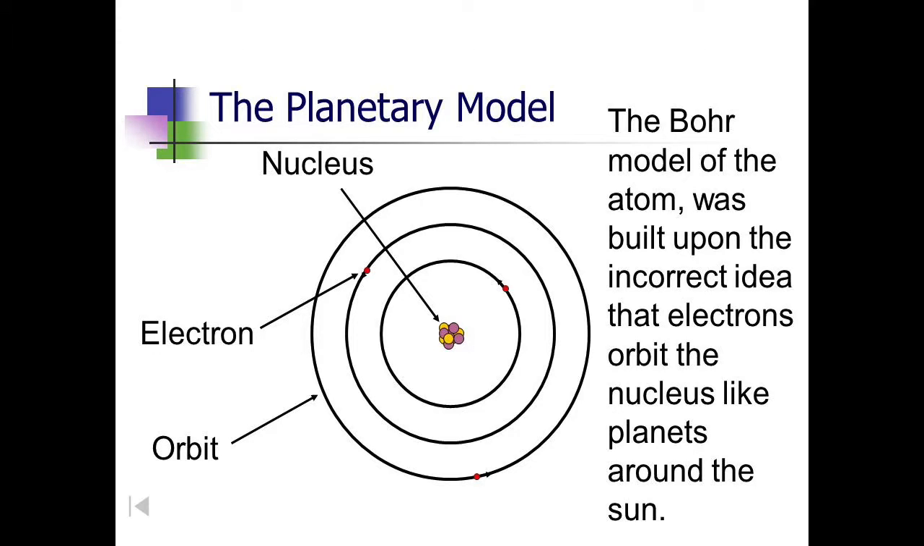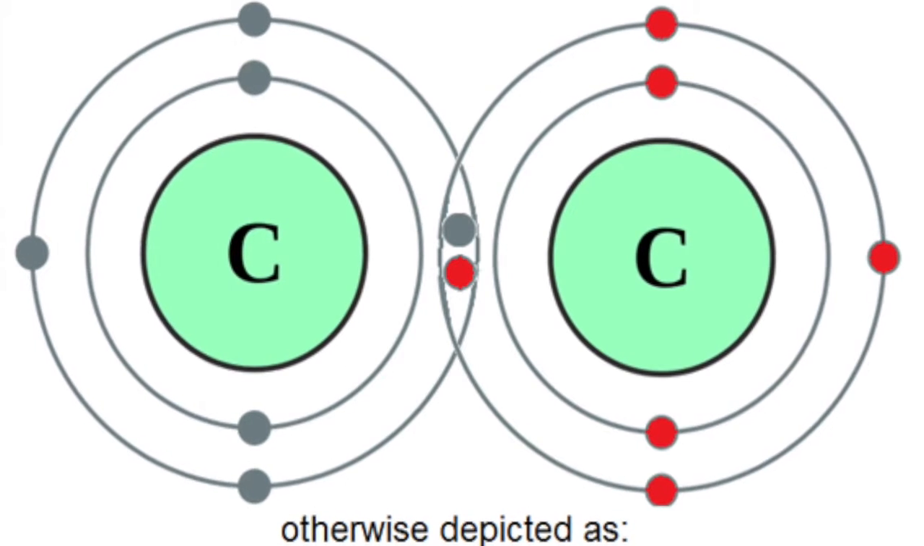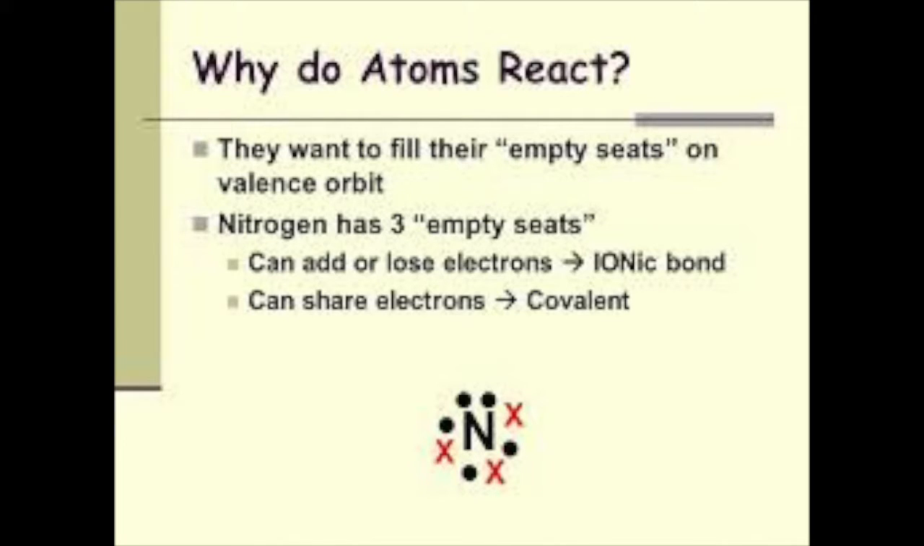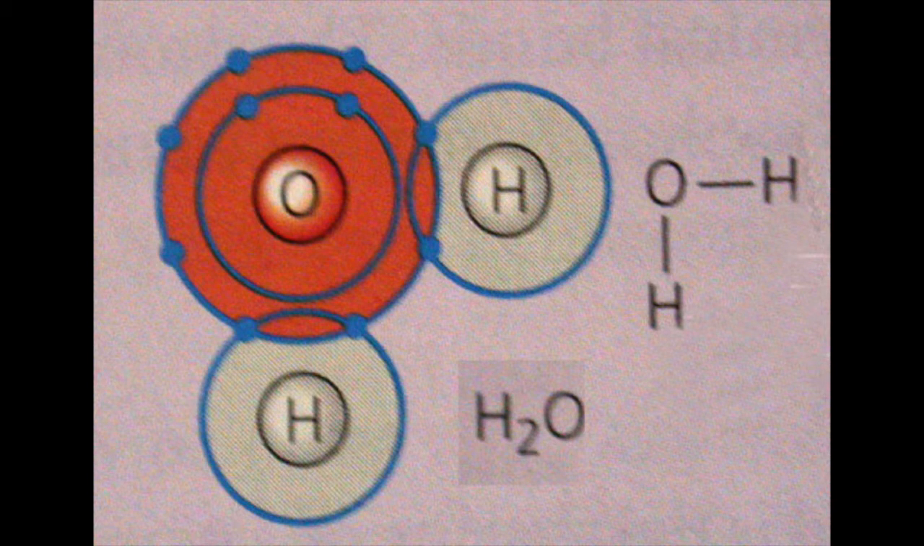A planetary model of the atom. Why do some elements and not others combine to form compounds? What part of an atom is involved when chemical reactions occur?